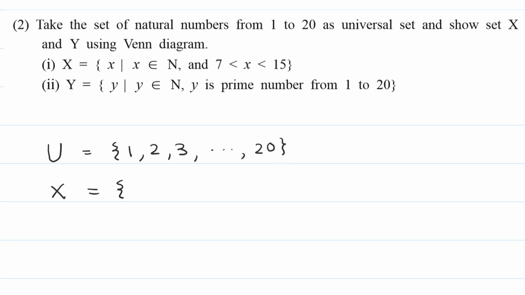X is a natural number from 7 to 15, but 7 and 15 are not to be included. 7 is smaller than x and x is smaller than 15. The first natural number greater than 7 is 8, then 9, 10, 11, 12, 13 and 14. Here x is greater than 7 and less than 15 and x is natural.